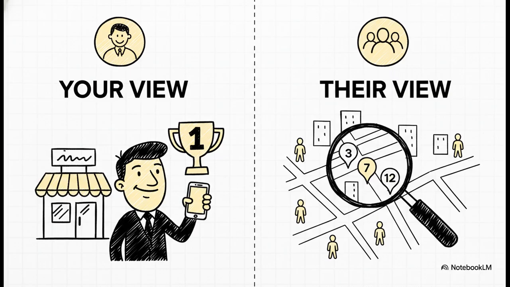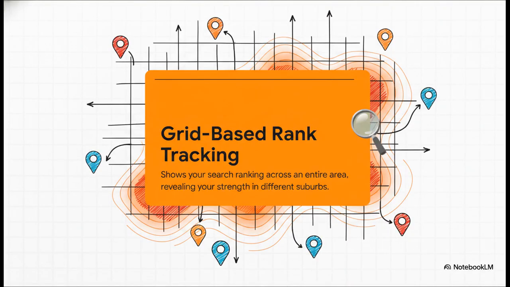This is where something called grid-based rank tracking is a lifesaver. Instead of just checking your ranking from one spot, tools like Local Falcon will check it from like dozens of different points all across your city or service area. What you get back is this incredible heat map of your visibility. It shows you bright green spots where you're dominating, and more importantly, those big red spots where you're basically invisible. Now you know exactly which neighborhoods need more of your attention.